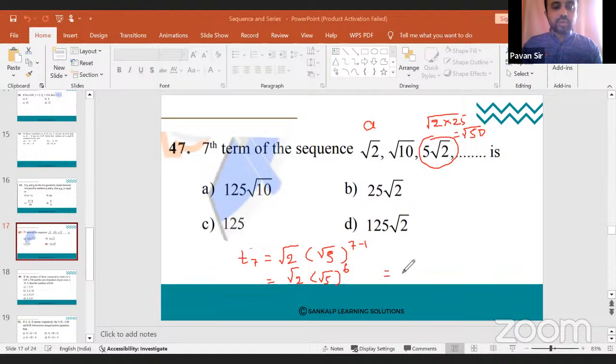So root 2, and what is the answer here? Root 5 raised to 6 is 5 raised to 6 by 2, that is 5 cubed. What is the answer here? 5 cubed is 125, and root 2 as it is. So 125 root 2 is the answer. Option D is the correct one. Madan Naik, please change your answer. Option D is the correct one.